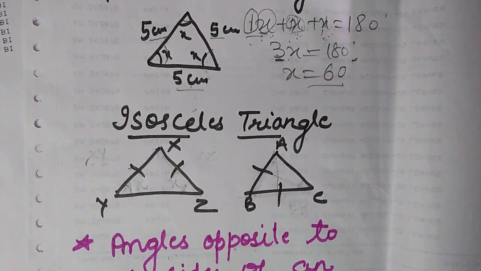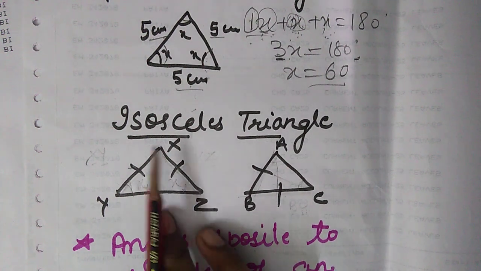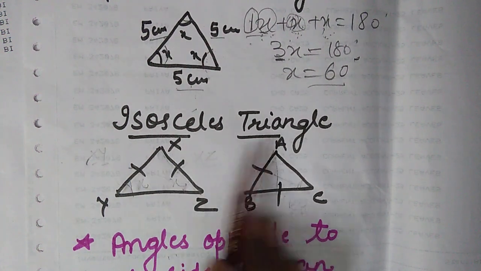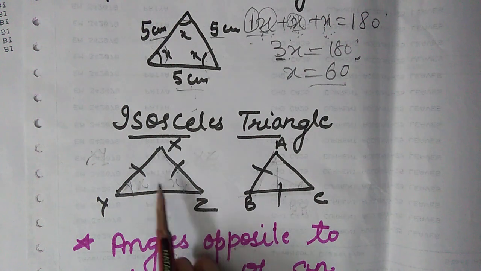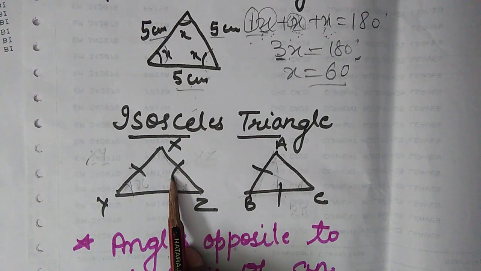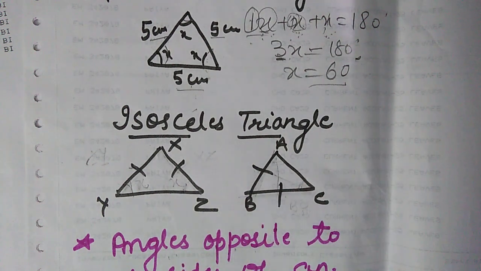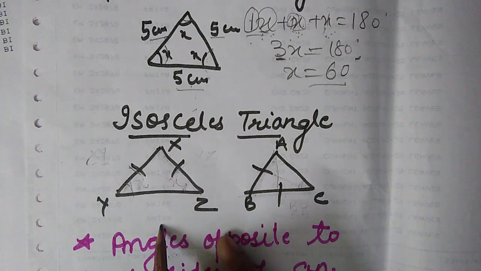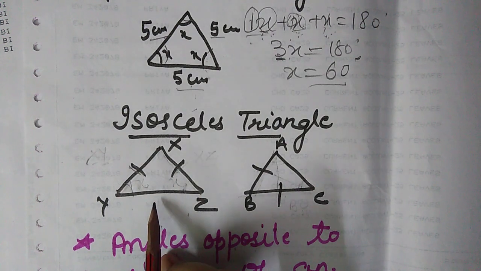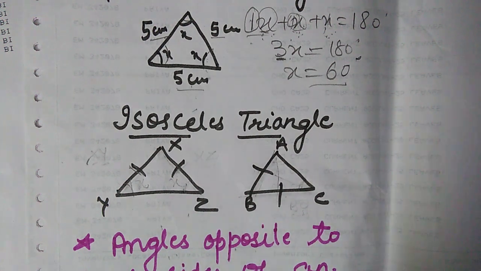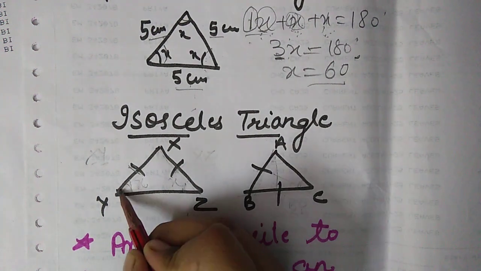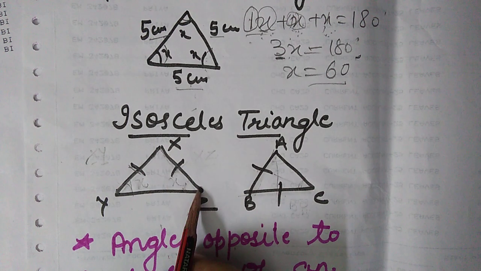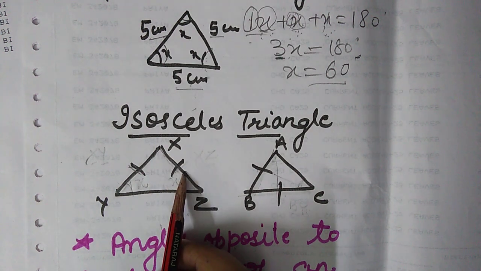Now the next type of triangle we have learned is the isosceles triangle. In this type of triangle, any two sides are equal, and two angles are also equal. Now the main thing is which two angles are equal. Suppose XY is equal to XZ. This is an isosceles triangle.